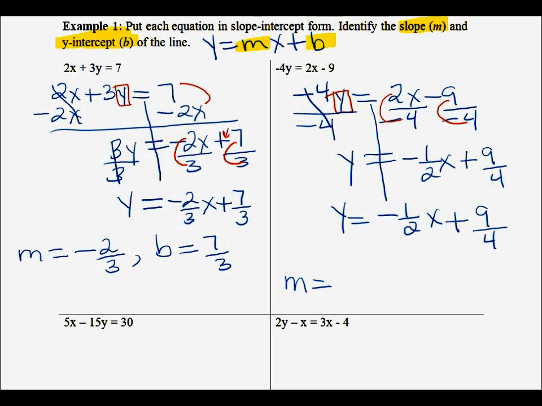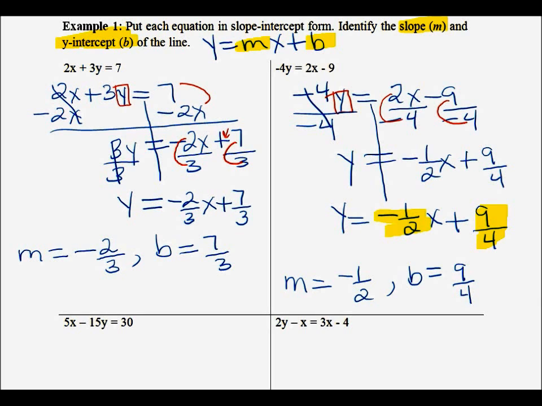Now I need to identify the slope. Remember, the slope is the number that's in front of the x. So in this case, it's a negative 1/2. And my y-intercept, remember, that's just the other number. That's just that second number. So in this case, my y-intercept that I'm letting the letter b denote the y-intercept is 9/4. That's a fairly simple process.